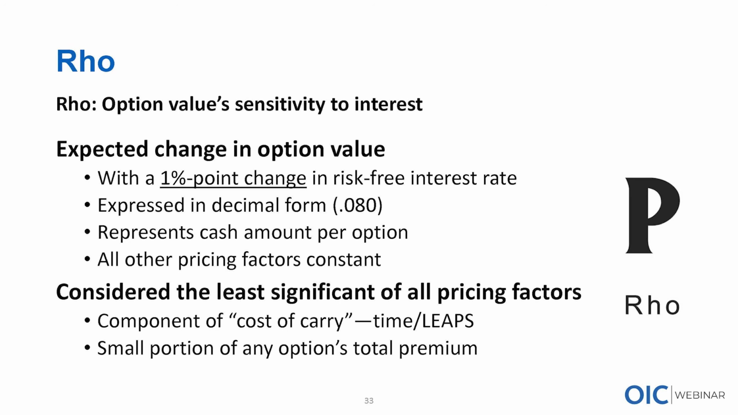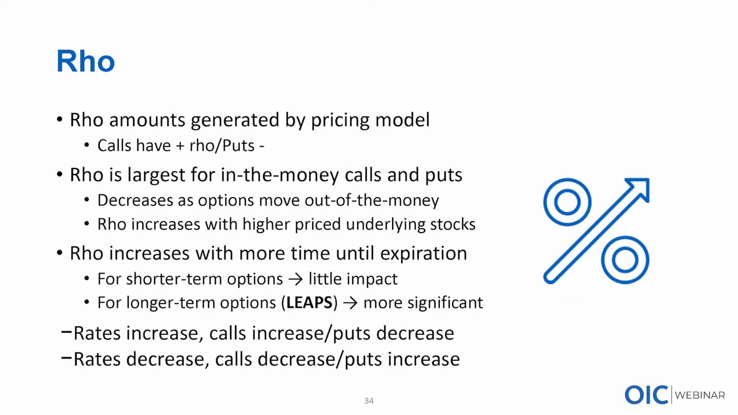So Rho will actually affect the more in the money options, as well as the deeper in the money options, as well as the further out options, the ones that carry more time value, such as LEAPS and whatnot. So the interest component is a smaller portion of any option's total premium, but it is still there. Now, this is actually the easiest way to think about it. Rho is always going to be positive for calls, and it's going to be negative for puts.